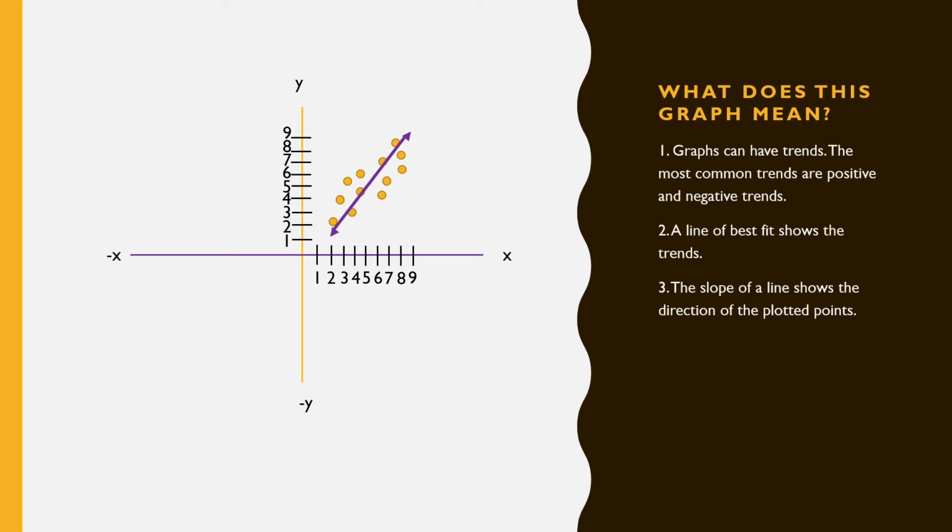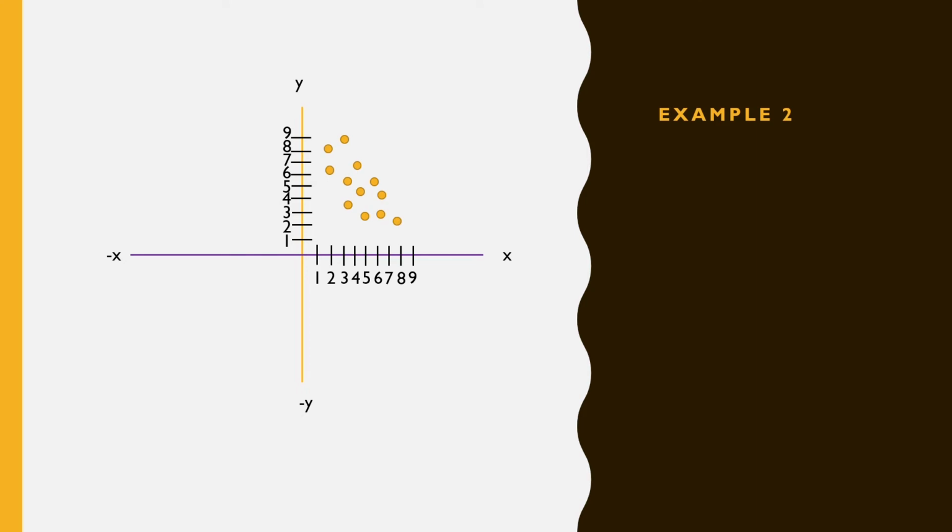By putting this line of best fit in here, you can see that the slope is positive because as you increase in y value, you also increase in x values. This means that this is a positive slope, which means that it is a positive line of best fit, which in turn means that it is a positive trend. So, for example 2, what does this graph mean?